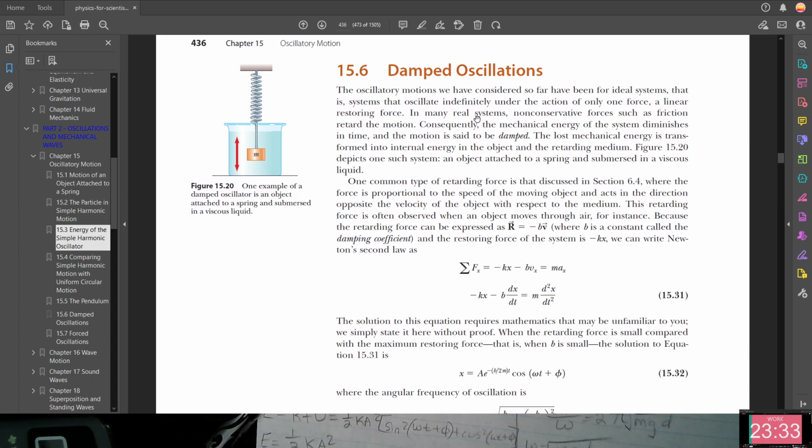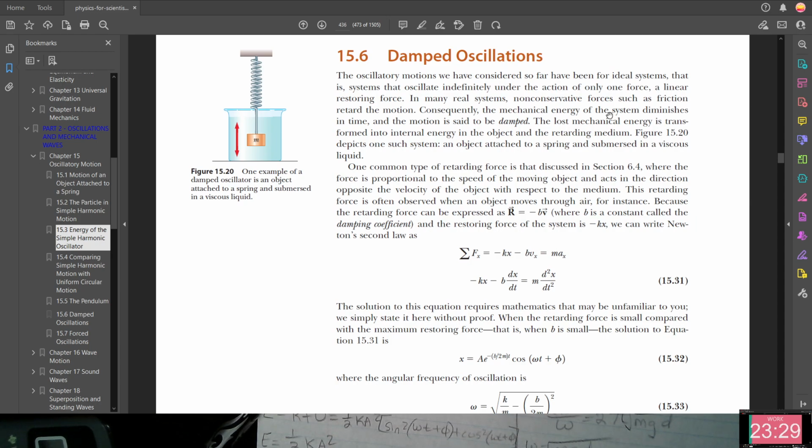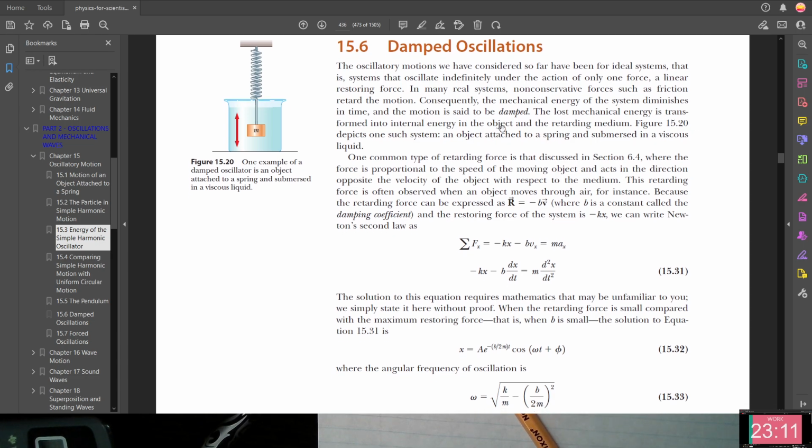The oscillatory motions we have considered so far have been for ideal systems, that is, systems that oscillate indefinitely. In the oscillatory motions we consider now, the amplitude of the system diminishes. So the ones we have been doing are like a perfect world where energy doesn't get lost. But now we're gonna do real stuff.